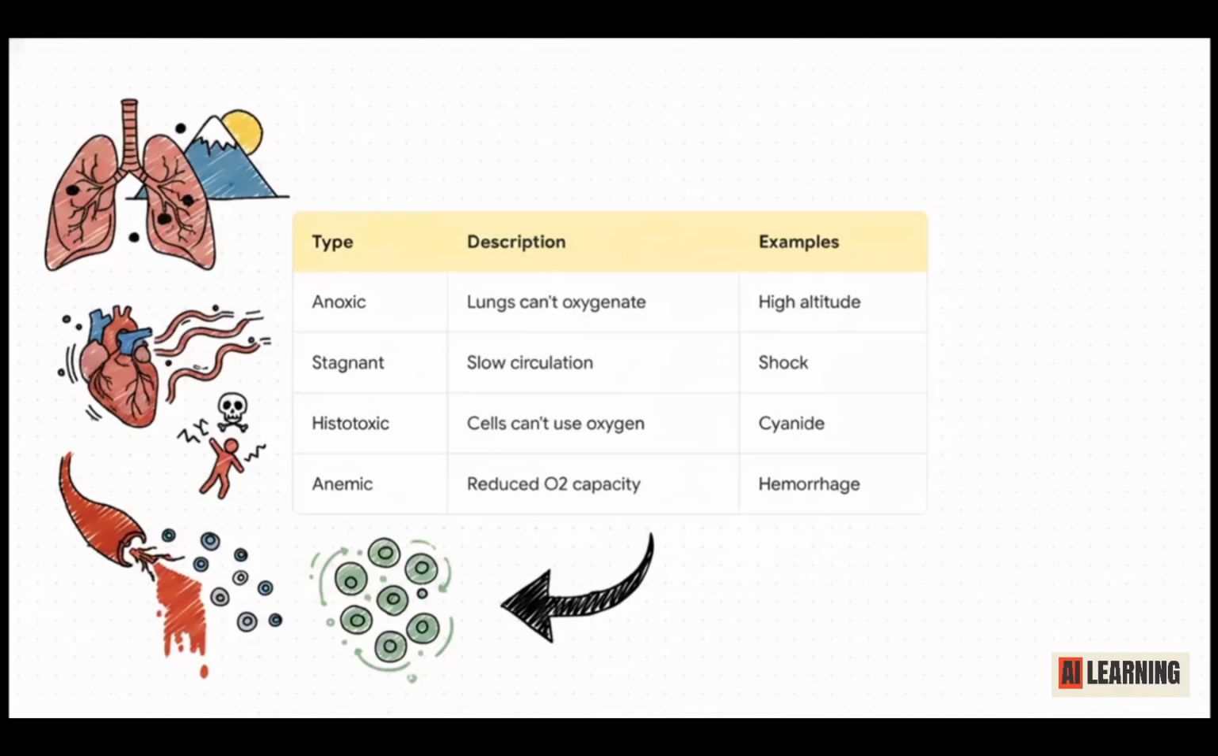This is a circulatory issue. The blood physically slows down due to heart failure or shock, so oxygen delivery just stalls. Third, histotoxic. The oxygen arrives, but the cells themselves are poisoned and can't use it. Cyanide poisoning is a prime example here. And finally, anemic. This is where the blood loses its capacity to carry oxygen entirely, which we see in carbon monoxide poisoning or severe hemorrhage.